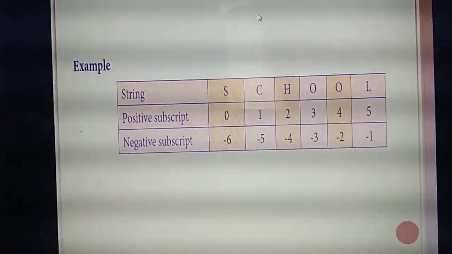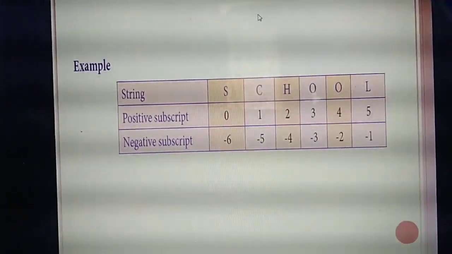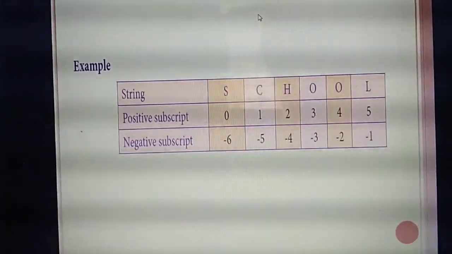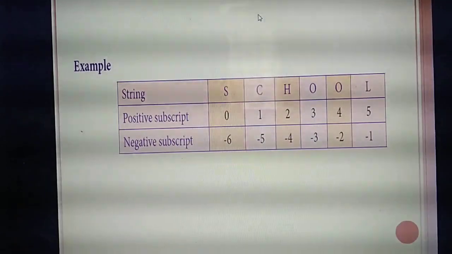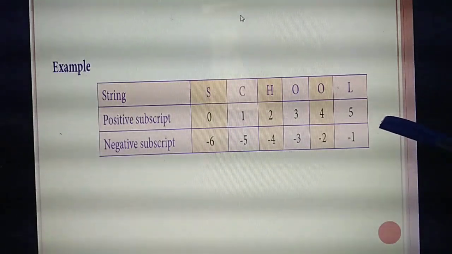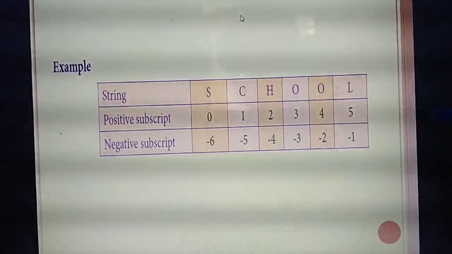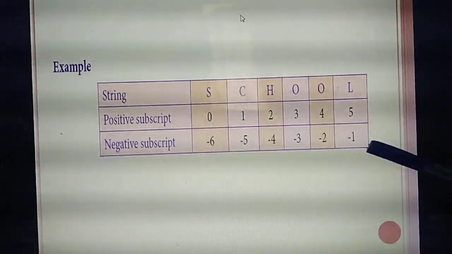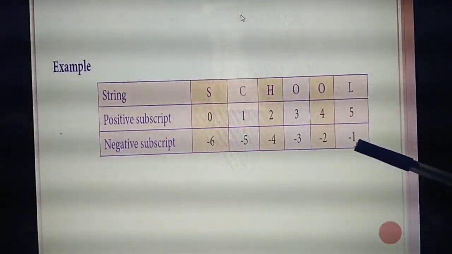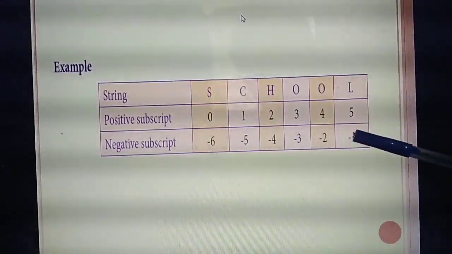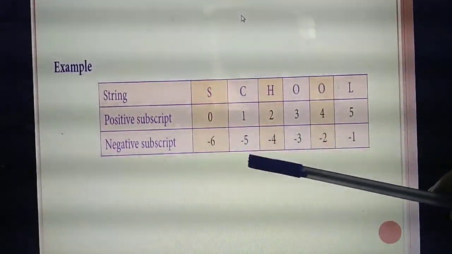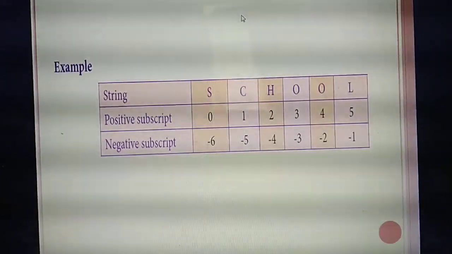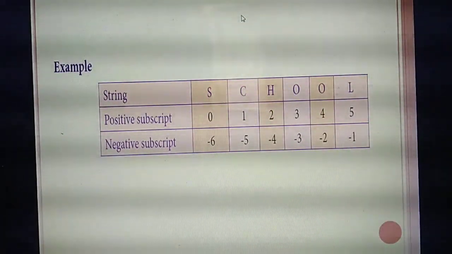Understand? Then the negative subscript. The negative subscript always starts with minus 1, isn't it? Just in reverse order, it starts with minus 1 from the last character. But a positive subscript always starts from the first character, while a negative subscript always starts from the last character. So we need to arrange it like this: always starts with minus 1, not 0. Minus 1, minus 2, minus 3, minus 4, minus 5, minus 6. Understand the difference between positive subscript and negative subscript?